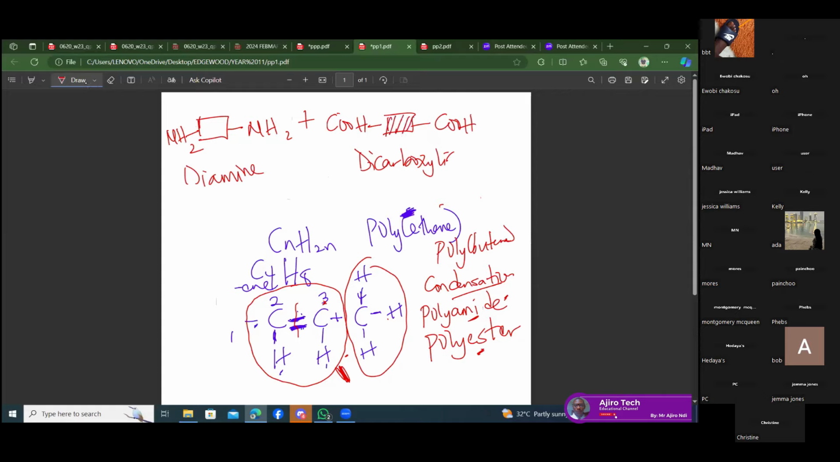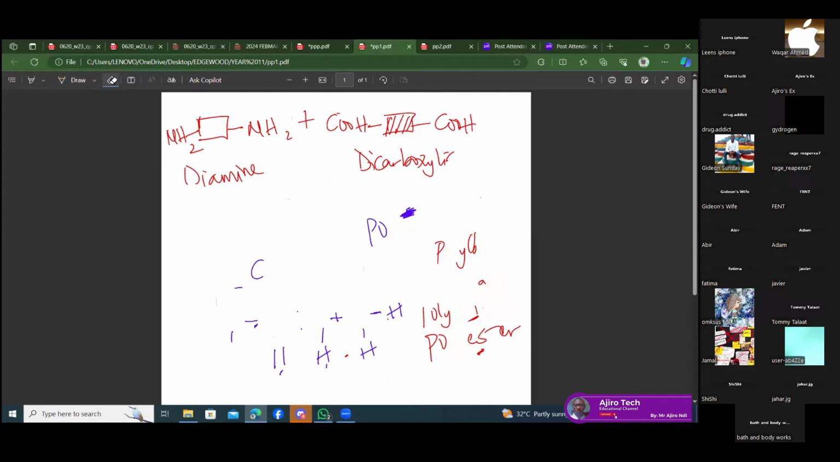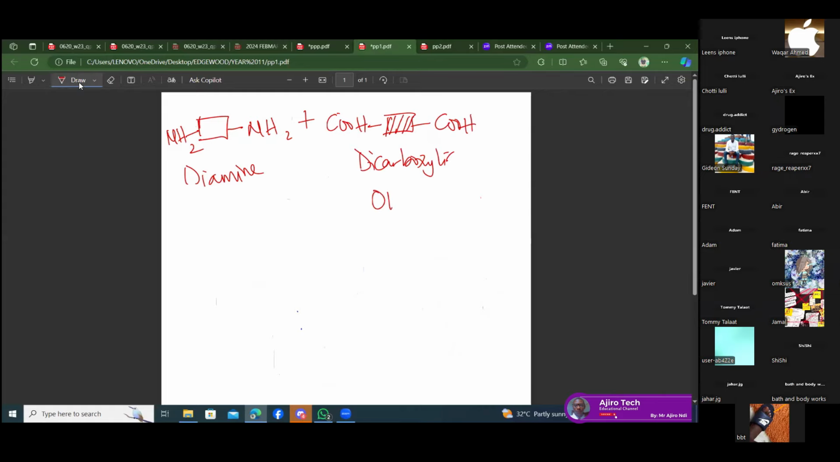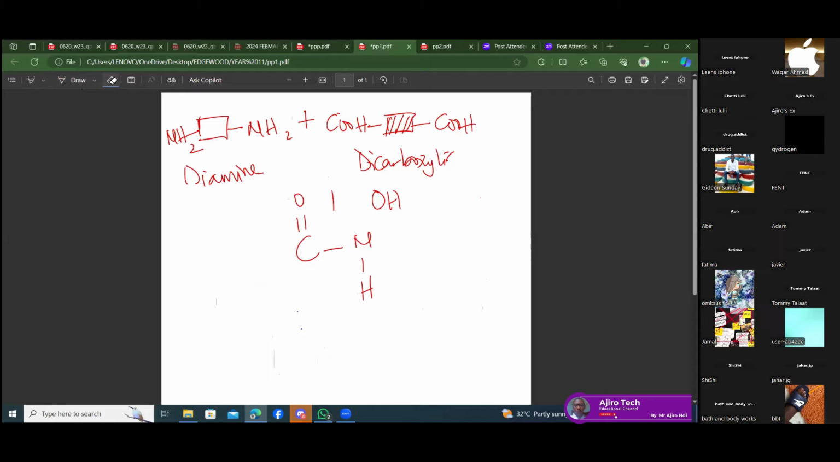Okay, so this is what is going to get you a polyamide. We're simply going to draw the linkage of the polyamide. So how do you identify a polyamide linkage? The carboxylic acid there would give out the OH, while the diamine gives out the H. So what you're going to see as a linkage for the polyamide is C double bond O and H. This is what you look out for in a polyamide link.